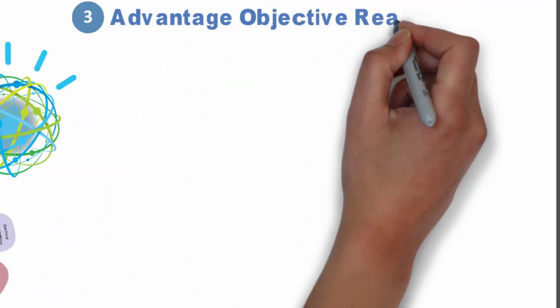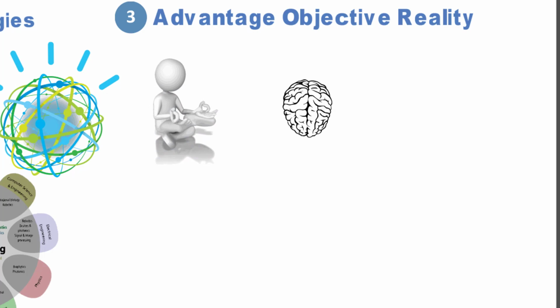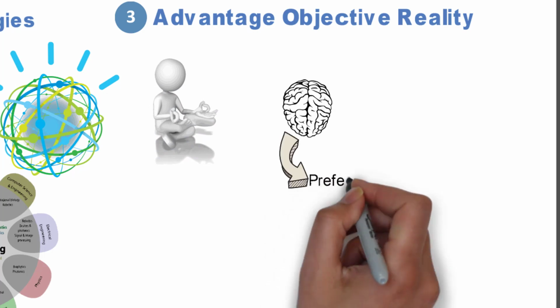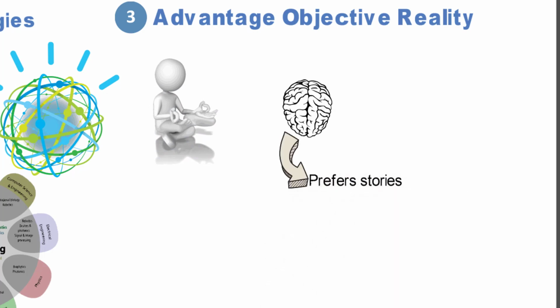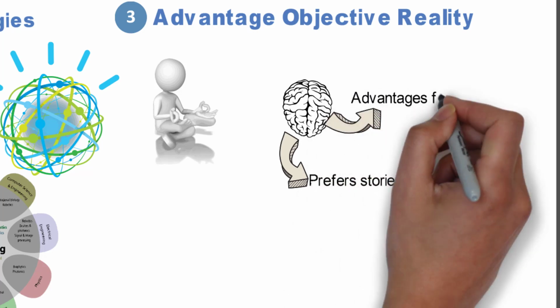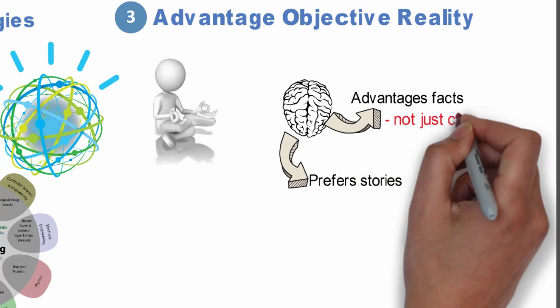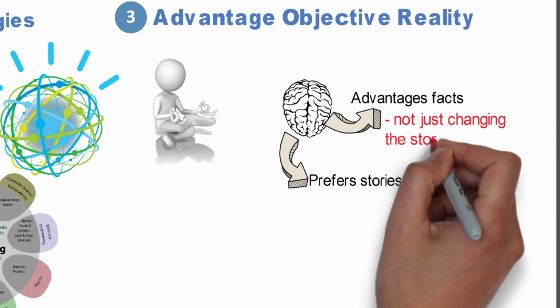The other thing is he talks about advantaging objective reality. Even though we think in stories, we have to be careful, because the fact that we prefer stories doesn't mean that's the only thing. The stories have to be passionate, and we can't disadvantage facts. And he says we have to move to where we advantage facts.